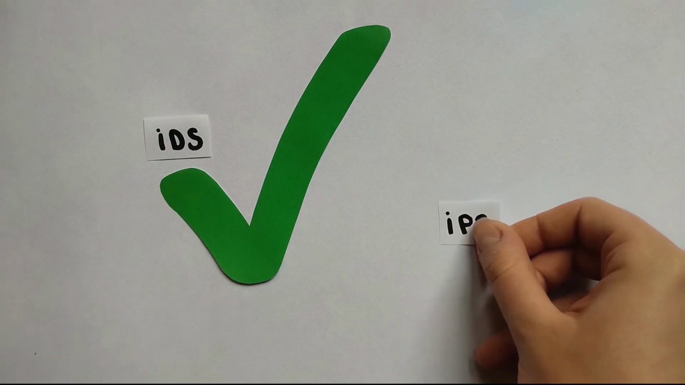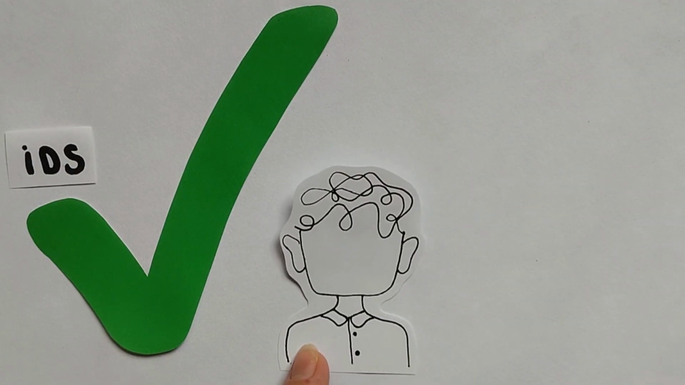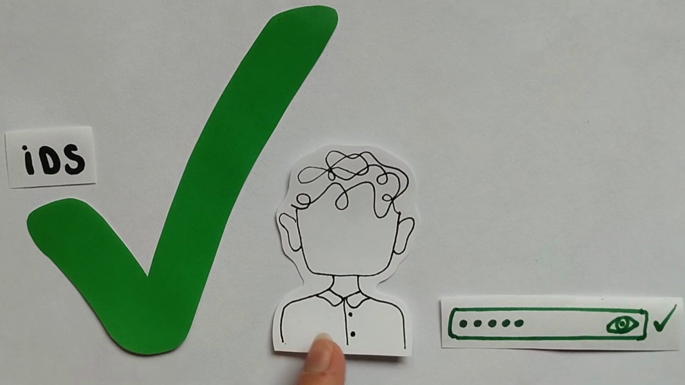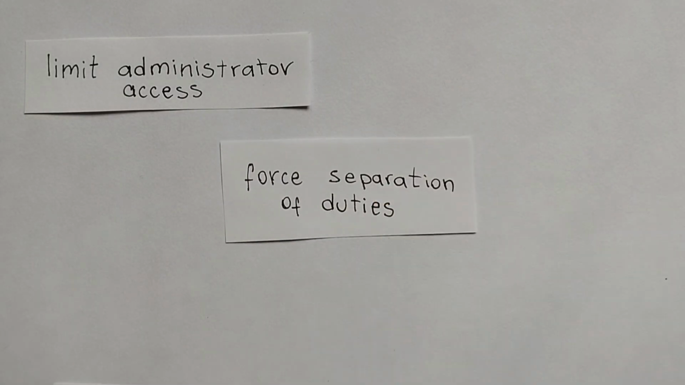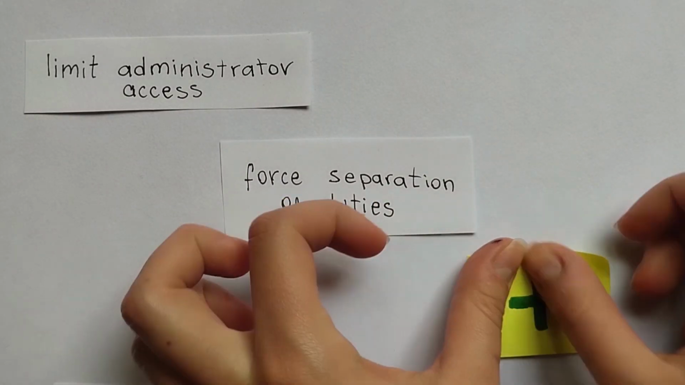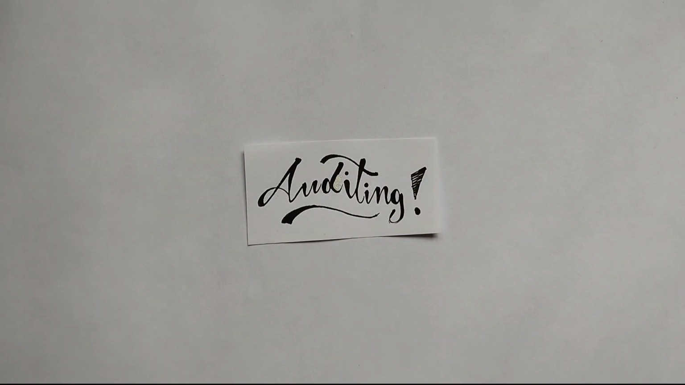IDS let us cover more areas and threats that IPS can't. For example, administrator abuse of privilege can be mitigated by auditing using IDS. There are preventive measures that can partially limit administrator access, but none will be as comprehensive as activity monitoring. Again, it doesn't mean that we shouldn't deploy systems that limit administrator access, force separation of duties, and more. But we should start with auditing and should continue to audit even after we deploy the IPS.